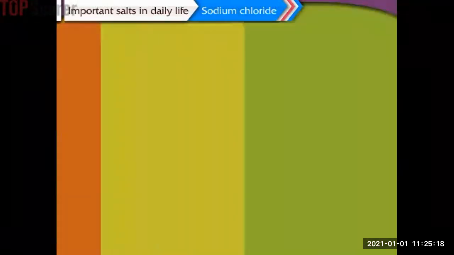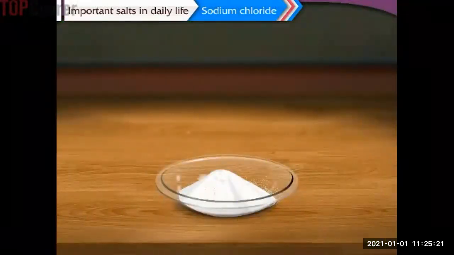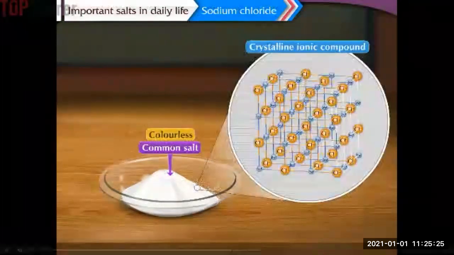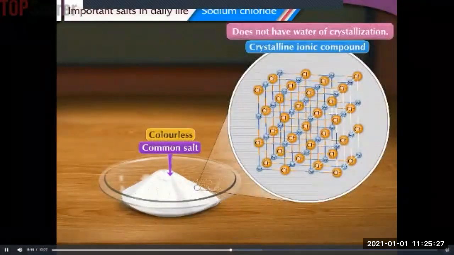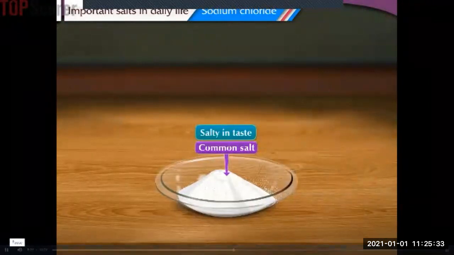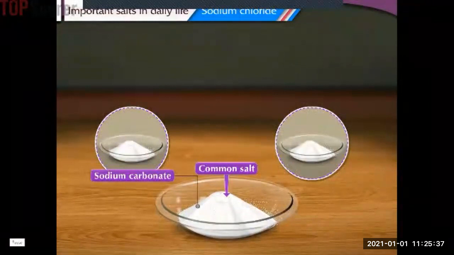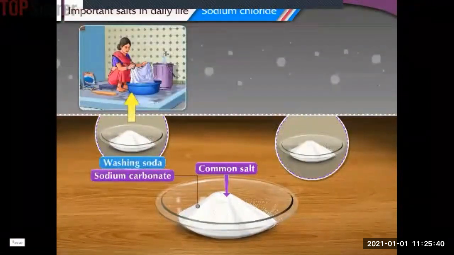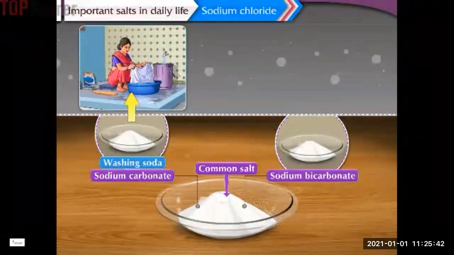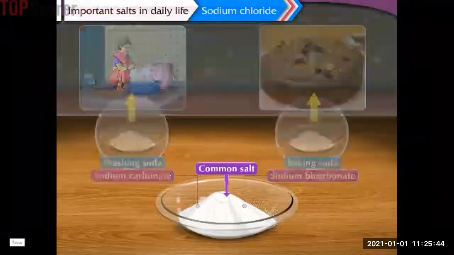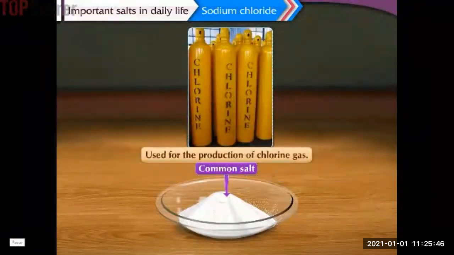Now let us understand the properties and uses of common salt. It is a colorless and crystalline ionic compound. It does not have water of crystallization in its crystalline structure. It is salty in taste. It is used for the production of salts like sodium carbonate, that is washing soda, and sodium bicarbonate, that is baking soda. It is used for the production of chlorine gas.